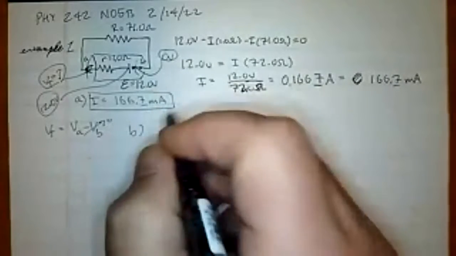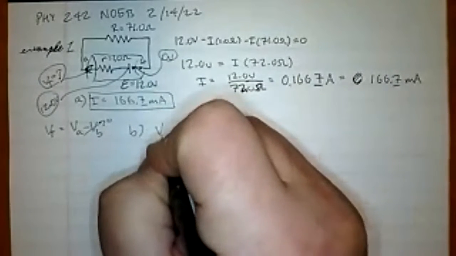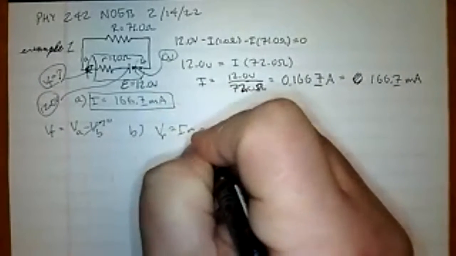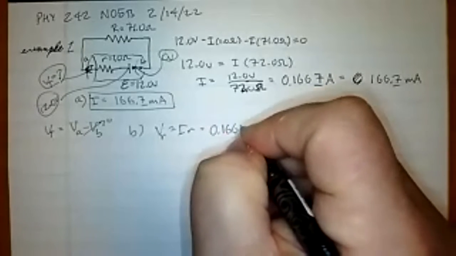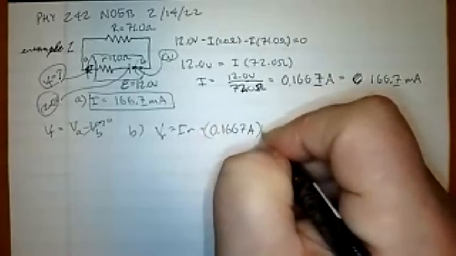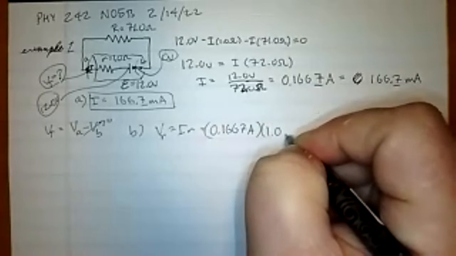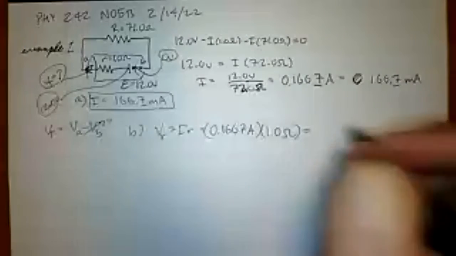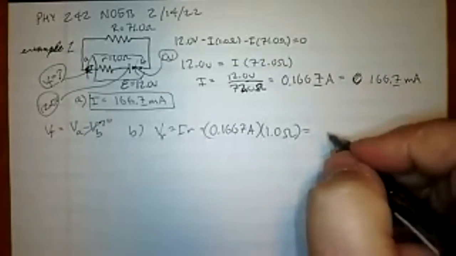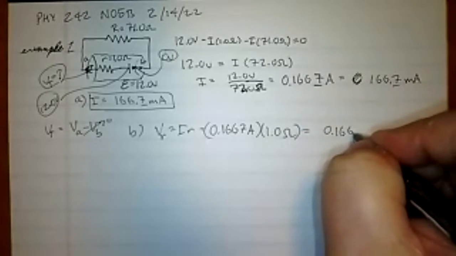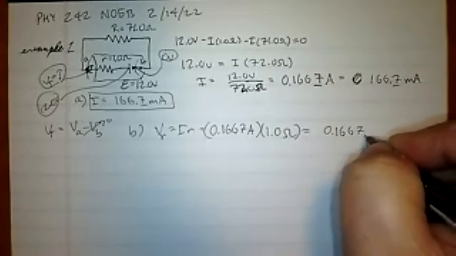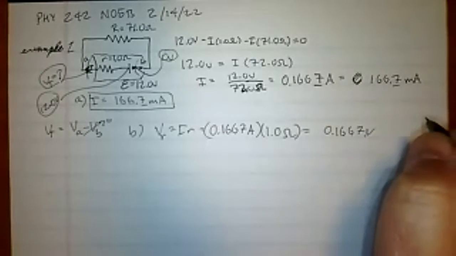So, V little r is equal to I times little r. Well, that's equal to 0.1667 amps times 1.0 ohms. And now you've got that this is 0.1667 volts, which is how much it's going down.